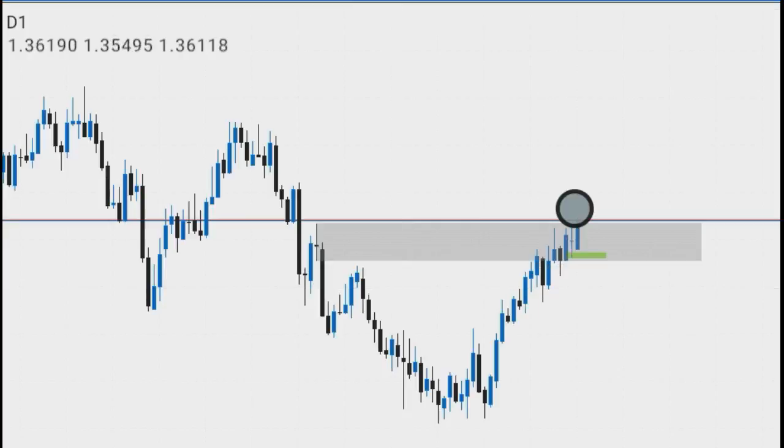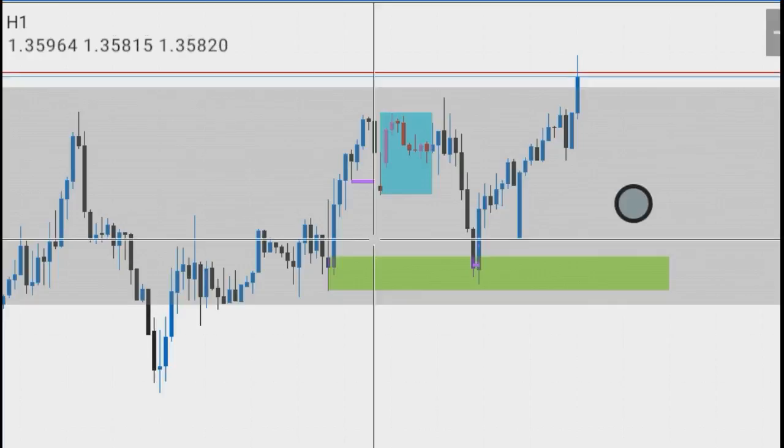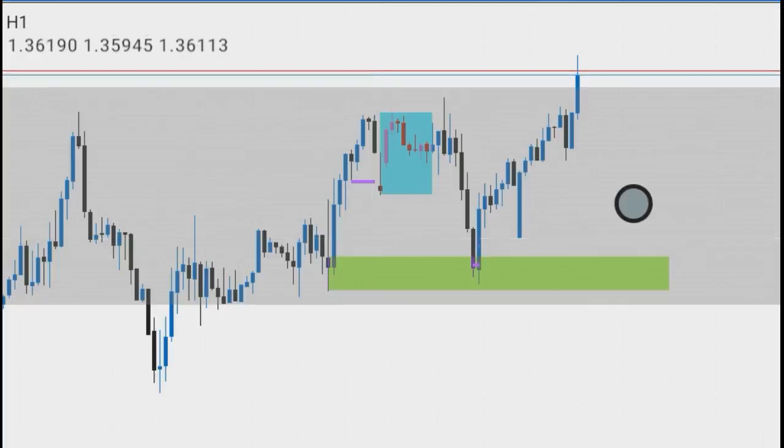All right? So we go to the 1 hour now. So you mark out your Asian session box. All right? And then wait for price to break. Because we are expecting a bullish day, so price will break downward. And here is your break.